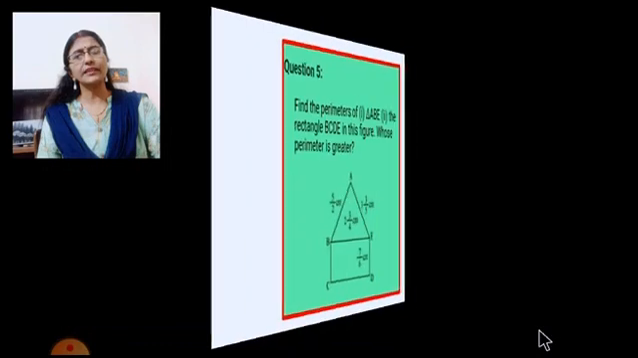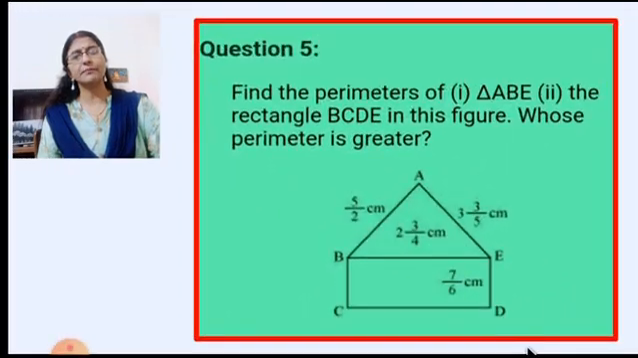Now let us go to the next question. This is question number 5 of the same exercise. Find the perimeters of triangle ABE. You can see here this is a triangle ABE and a rectangle BCDE. They have given you the breadth as 7 upon 6 centimeter and the length is 2 3 upon 4 centimeter.